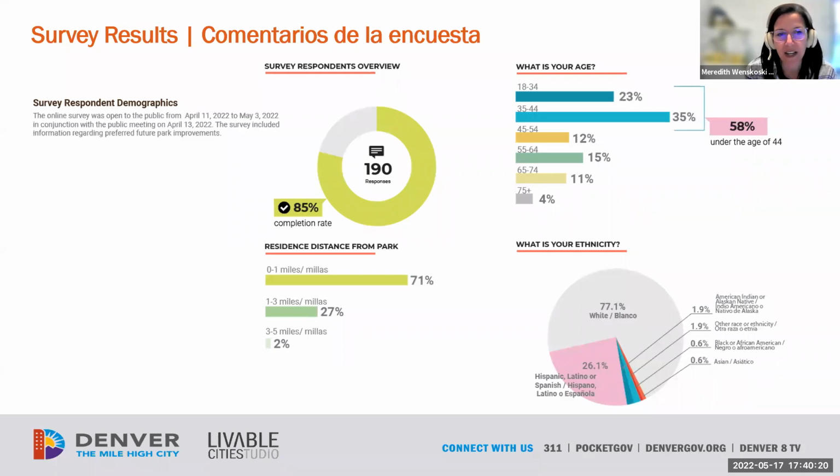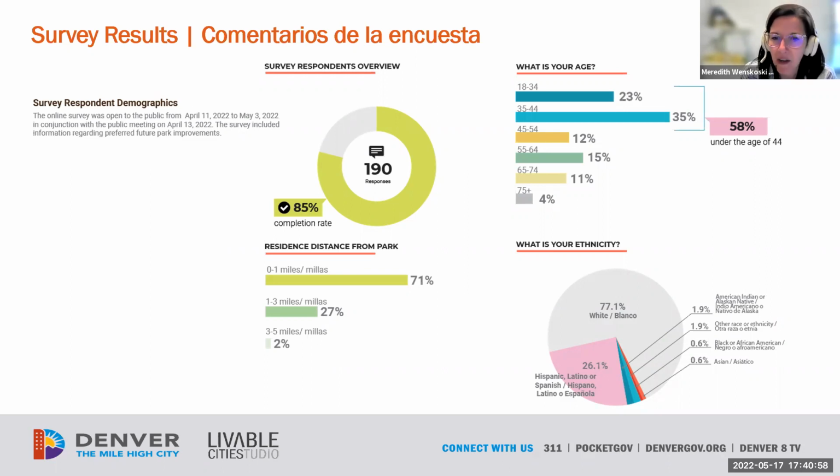So we just like to look at some of this data. It was really exciting to see that most of the people that responded to the survey live near the park. Within about 1 mile of the park, 71% of the people, then 27% between 1 and 3 miles. So definitely, living in the neighborhood and nearby were most of the respondents. You can see on the right side of the screen, we asked about age, and 58% were under the age of 44. So all ages represented, but definitely more in that age bracket.